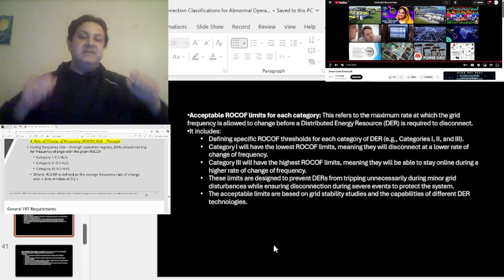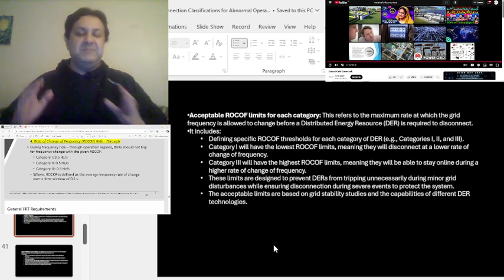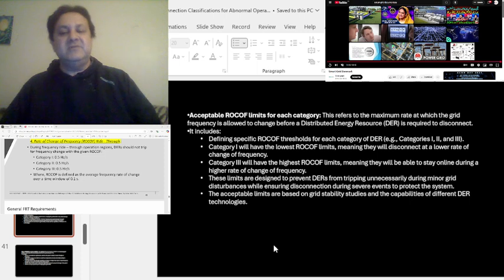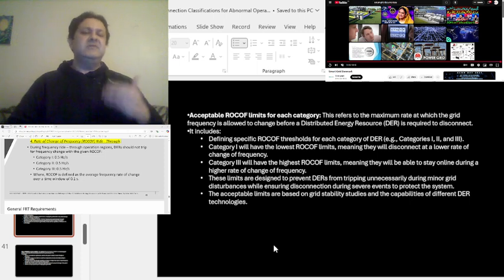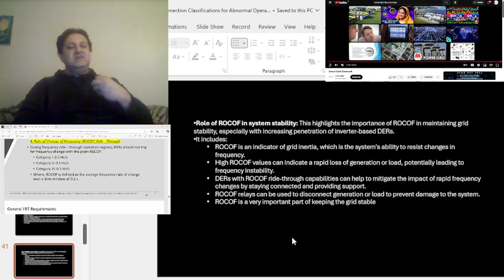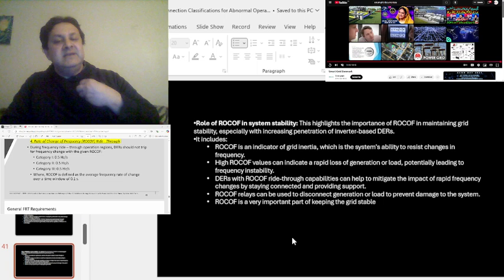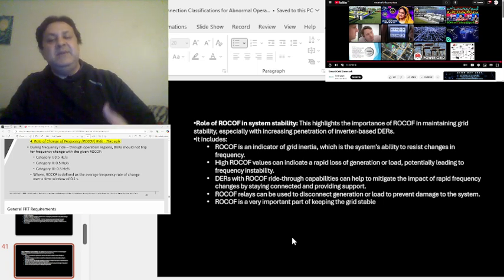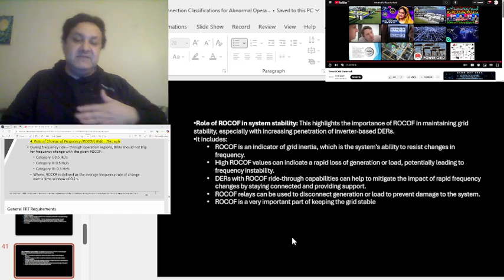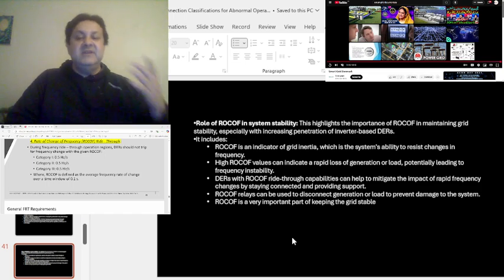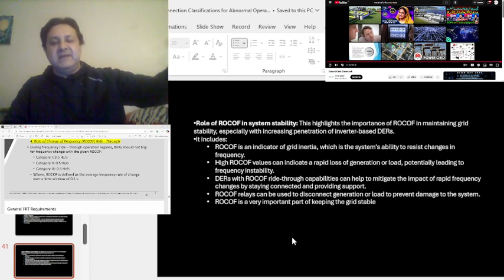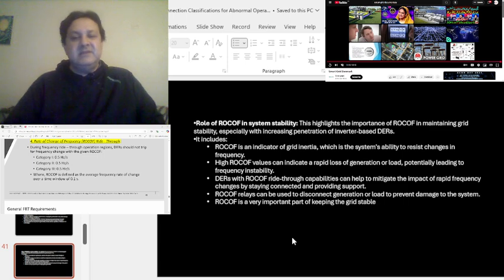Now, the acceptable limits are based on grid stability studies and the capabilities of different DR technologies. Of course, different technology has an impact as well. So the role of rate of change of frequency in system stability is that this highlights the importance of ROCOF in maintaining grid stability, especially with increasing penetration of inverter-based DRs. We covered the inverter-based DRs. It was covered by the other group member.